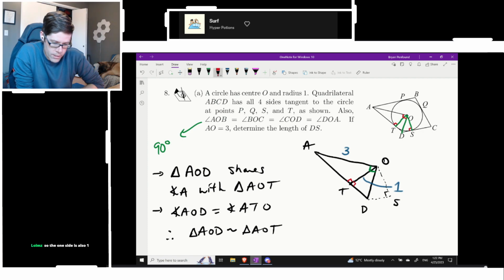I mean, they're both 90 degrees. They both share a hypotenuse. So is that enough? If they share a hypotenuse and they both have a 90-degree angle, I think that's enough to say that they're congruent. So if we can figure out the length of TD, we should know the length of DS.